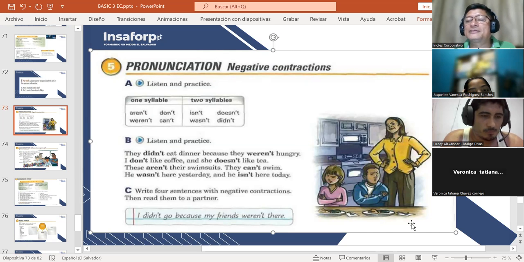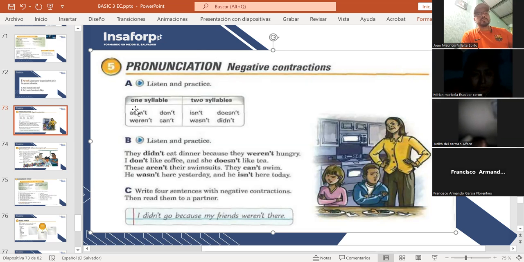So I need a volunteer. Vamos a ver aquí. Miriam, can you read the one syllable negative contractions, please? Aren't. Weren't. Don't. Can't. No, quítele esa S o Z que le pone al final. Can't. Yeah, una T ahí. Okay. Now the two syllables. Isn't. Wasn't. Doesn't. Didn't. Excellent. Very good. Thank you, Miriam.